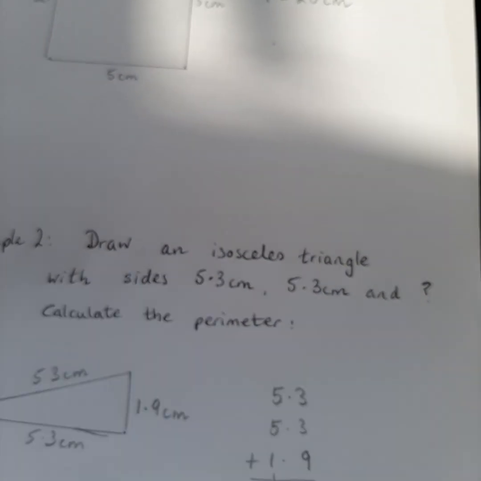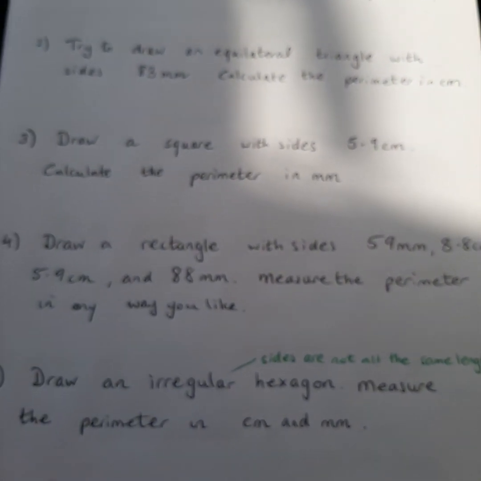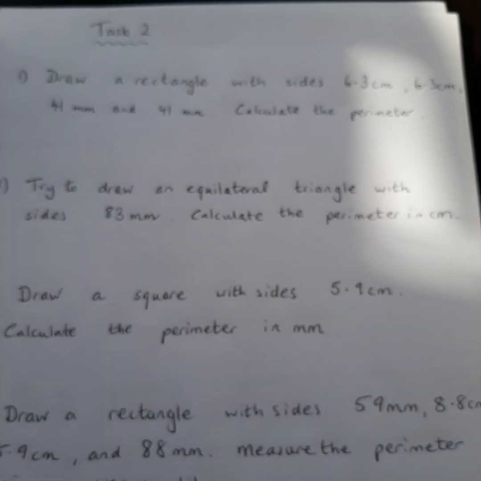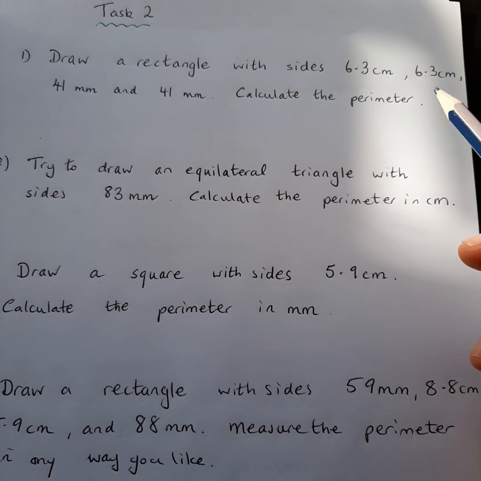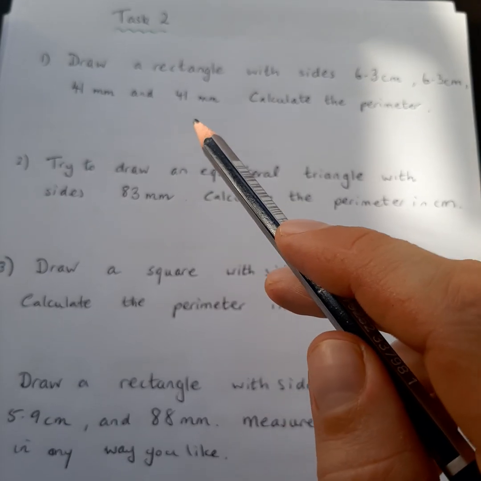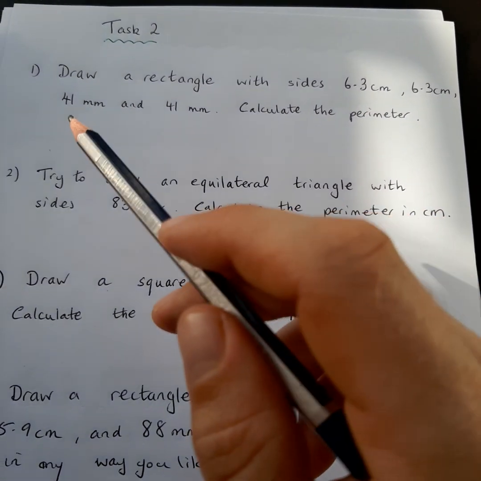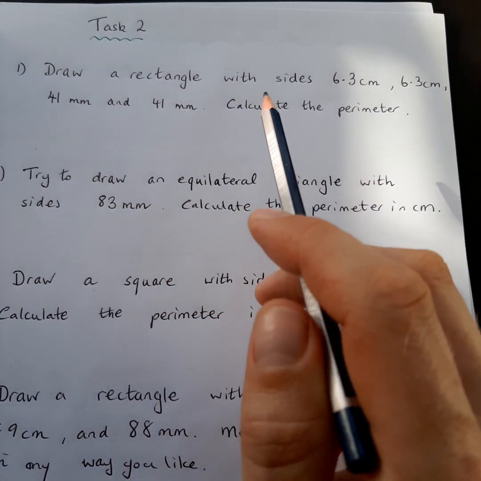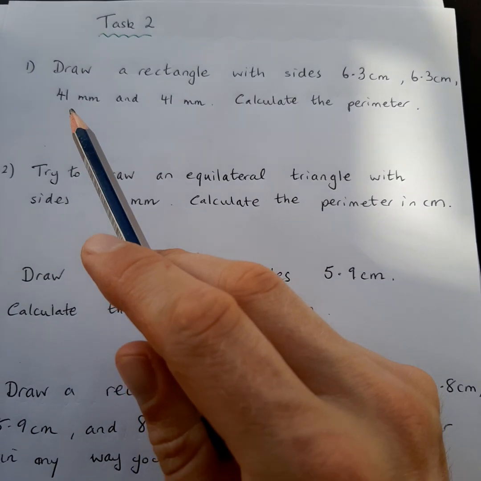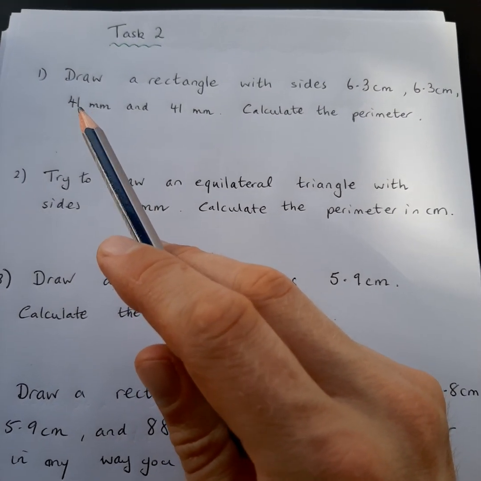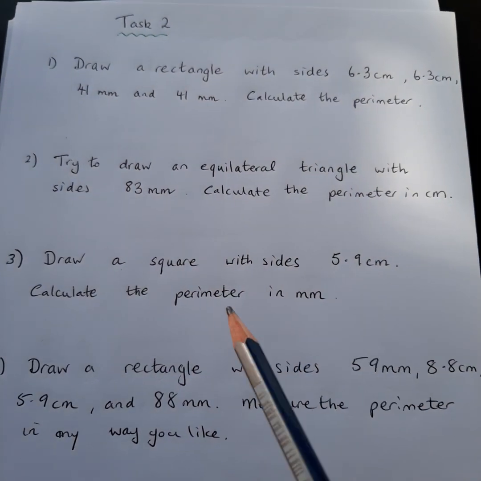Okay, so on the next page, here are some tasks I have for ye. So try one, drawing a rectangle with side 6.3 centimeters, 6.3 centimeters, 41 millimeters, and 41 millimeters. You can see there, look, I'm testing you by putting some of them in centimeters and some of them in millimeters. So you can change them all to millimeters or change them all to centimeters. It's up to you. Remember, 41 millimeters is the same as 4 centimeters and 1 millimeter, or 4.1 centimeters.